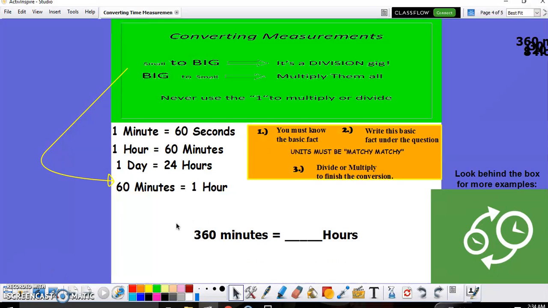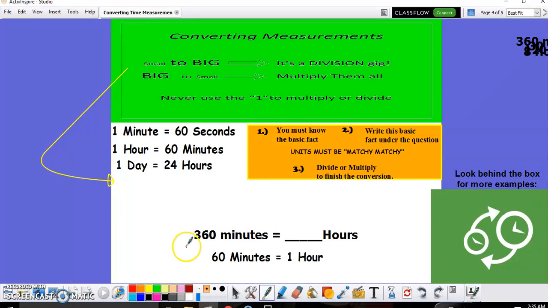Here comes your final question. How many hours are in 360 minutes? Basic fact, 60 minutes equals 1 hour. So think, how do I solve this? And try it on your own. Good luck. In case you didn't already see it, small units, minutes, to big, it's a division gig.